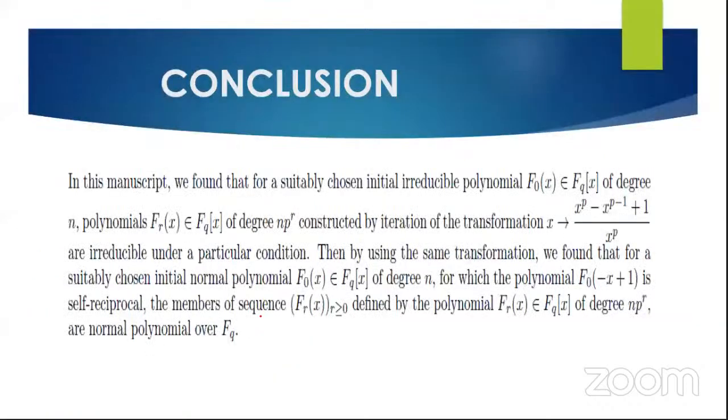This is the conclusion. For a suitably chosen initial irreducible polynomial, we constructed the sequence of irreducible polynomials using this transformation, and later on we find that these polynomials are also normal polynomials of degree n p raised to power r.